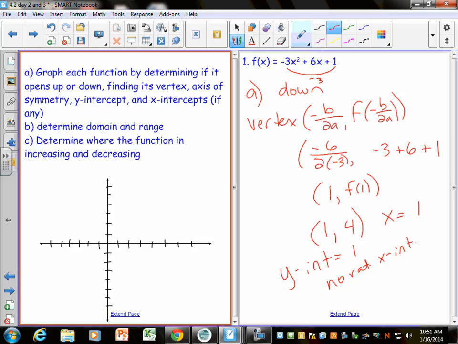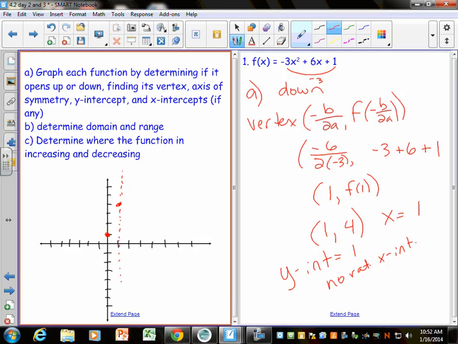So if I graph my vertex at 1, 4, if it helps, you can put in the axis of symmetry. I don't usually do that in this high-level math class that we're in. But remember that the axis of symmetry cuts that graph in half, so half of your graph should be on either side. What's the other point that we know on this? We know the y-intercept is 1.